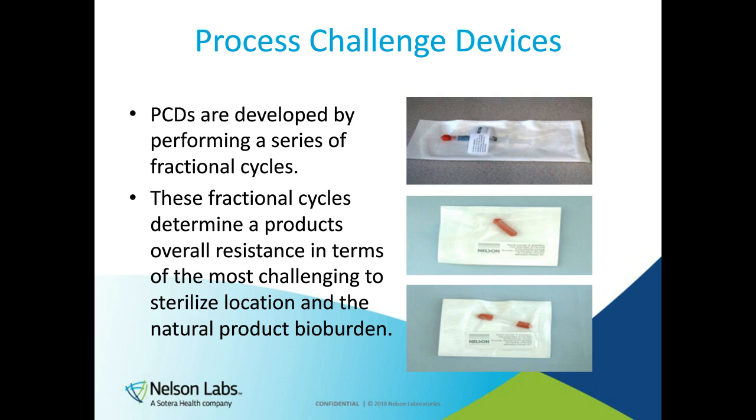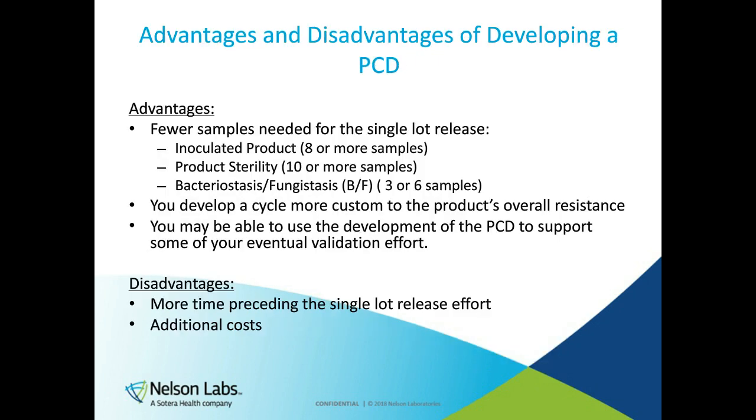So some of the advantages and disadvantages of developing a PCD are as follows. When it comes to a single lot release and you do have a process challenge device developed, you will use fewer devices. In the slide here, we see that inoculated product is needed if you are not using a PCD. Usually you'll use at least 8 inoculated devices for every clinical batch release. That quantity is based on load volume, and it increases as the volume increases.